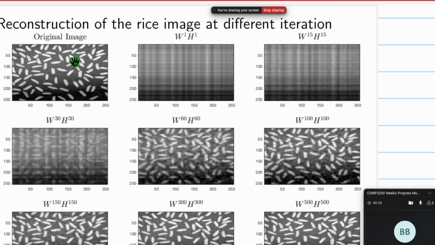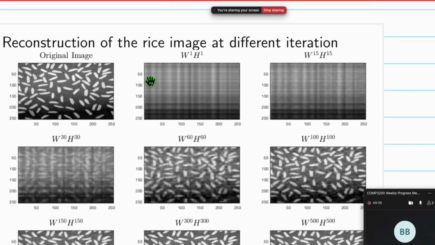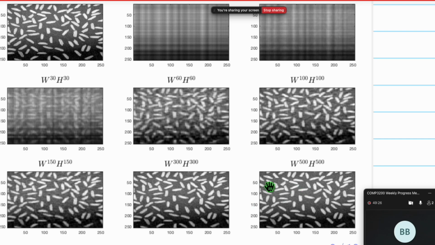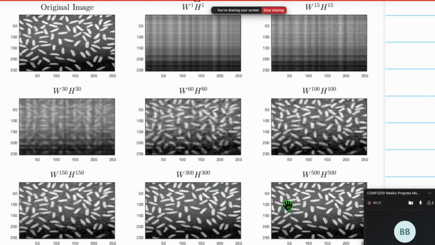So I have a rice image. And then what? Just randomly make some W1, H1. Does not look like rice. In step 15, it still will not look like rice, but if you keep going, after step 300, you cannot tell what's the difference between 300 and 500. These two basically are the same thing.